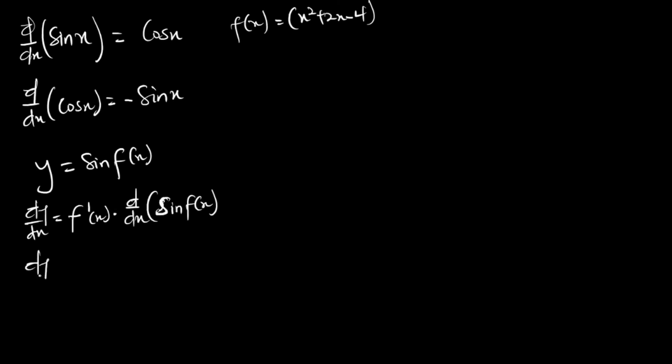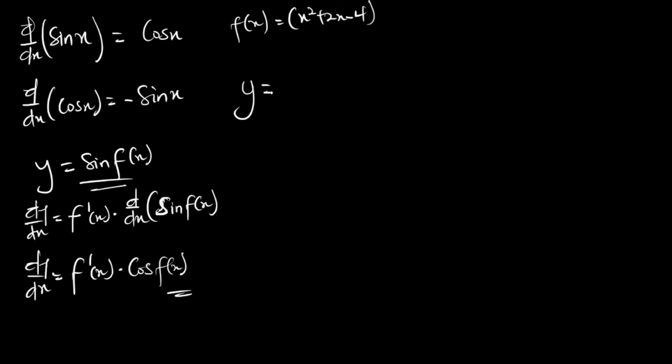So it means my dy/dx becomes f prime of x, which is the differentiation of just the function, multiplied by, if I differentiate sine f of x, I get cos f of x. So this becomes my dy over dx if I differentiate the function of the form y is equal to sine f of x. The same thing applies to the function of the form y is equal to cos f of x.